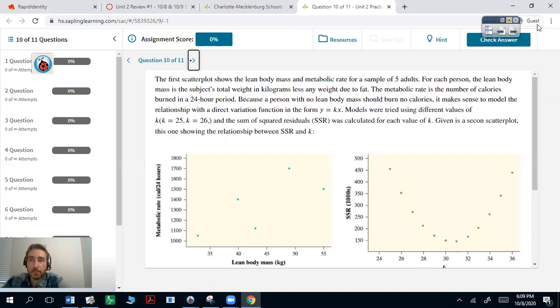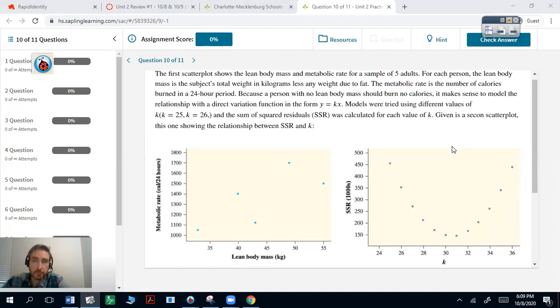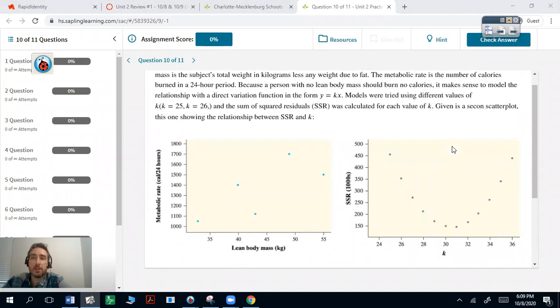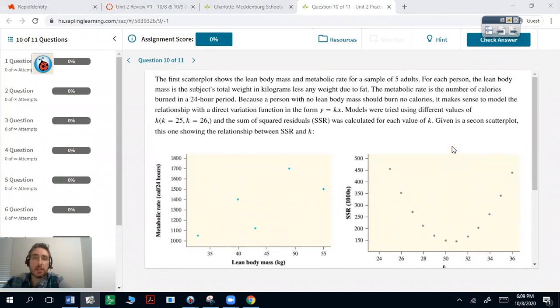All right, number 10. Okay, this first scatter plot shows the lean body mass and metabolic rate for a sample of 5 adults. For each person, the lean body mass is the subject's total weight in kilograms, less any weight due to fat. The metabolic rate is the number of calories burned in a 24-hour period. Because a person with no lean body mass should burn no calories, it makes sense to model the relationship with a direct variation function in the form y equals kx.